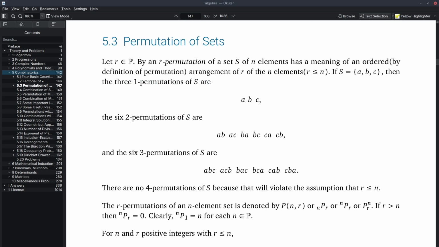So we now go through permutation. Let me see if we can complete this. Yeah, let's do permutation and combination.